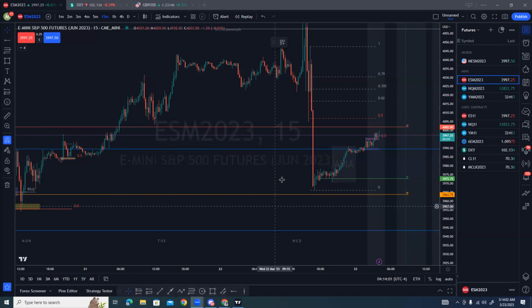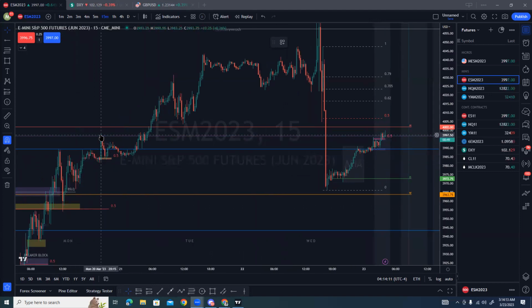So, Asian session high. This right here is a breaker, an order block to begin with. Then when price breaks, it would become a breaker on the way down. Again, I can't go by any of this.